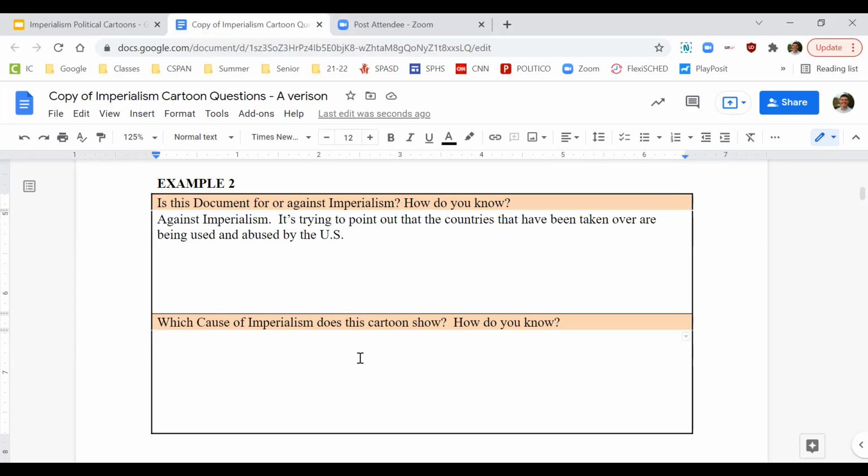Which cause of imperialism? I think this is also cultural. And I know that again because it's having to do with this idea of the white man's burden. Which meant that America has the duty to spread culture around the world. This cartoon is criticizing that idea.